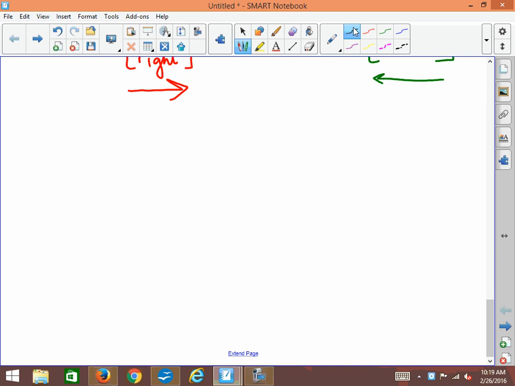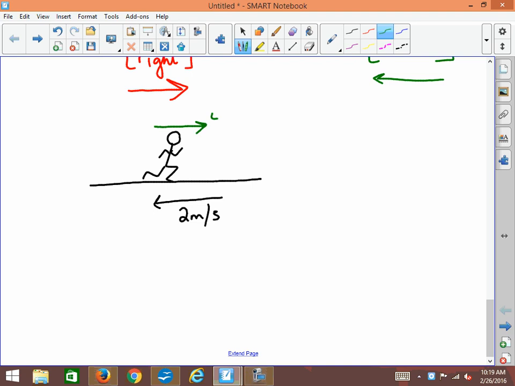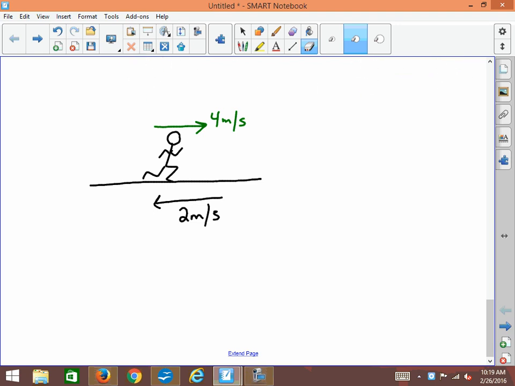So another example, just to give you, imagine you're running. And if you're running, but you happen to be running on a conveyor belt, something like they have at some major airports. It's like a moving sidewalk. And if the moving sidewalk is moving this way at, let's say 2 meters per second, but you happen to be running this way at 4 meters per second, well, let's erase this other stuff so it doesn't confuse us. Well then, how would this look?